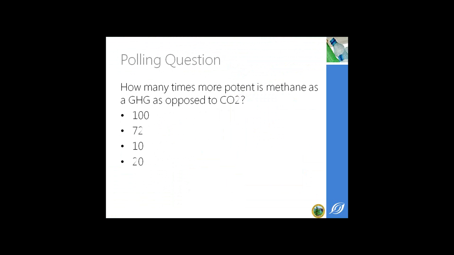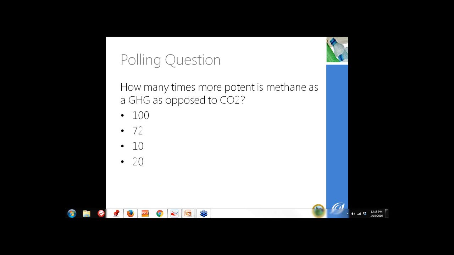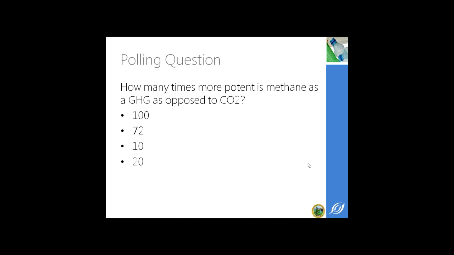Okay, so one more polling question. How many times more potent is methane as a greenhouse gas as opposed to CO2? You can go ahead and vote. We need a couple more people to vote. We're almost done. Okay, I'm going to go ahead and shut it off. So about 2/3 of you said 72 times, and 1/3 of you said 100. And the answer is 72 times.